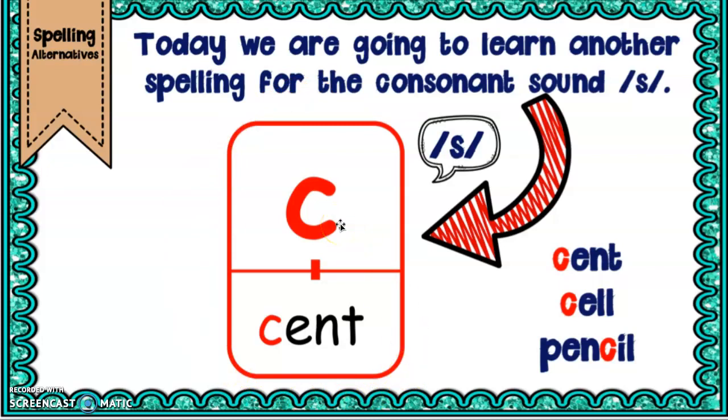That's right, the letter C. So usually when you see the letter C, you think K as in cat. Well, this letter C can also make the S sound. Did you know that? Scent, sell, and pencil all have the S sound, and they're spelled with the letter C. Can you say those words? Scent, sell, pencil.